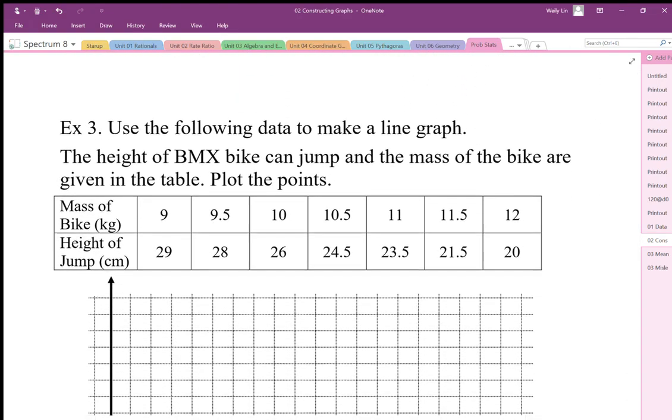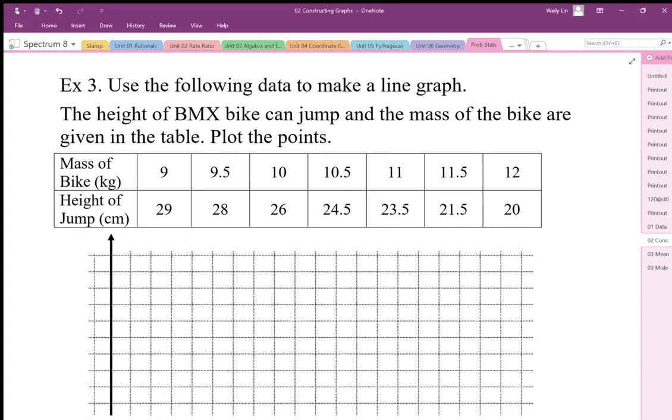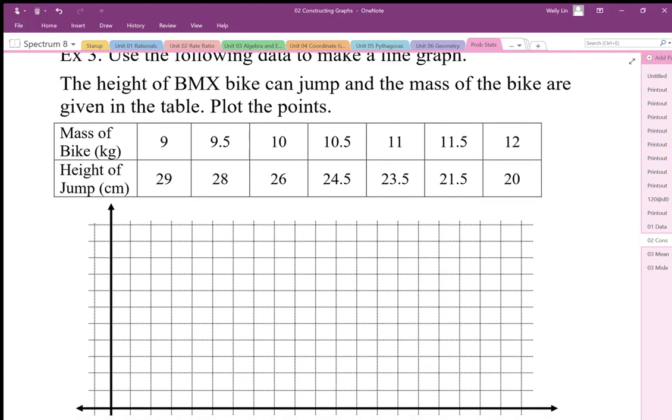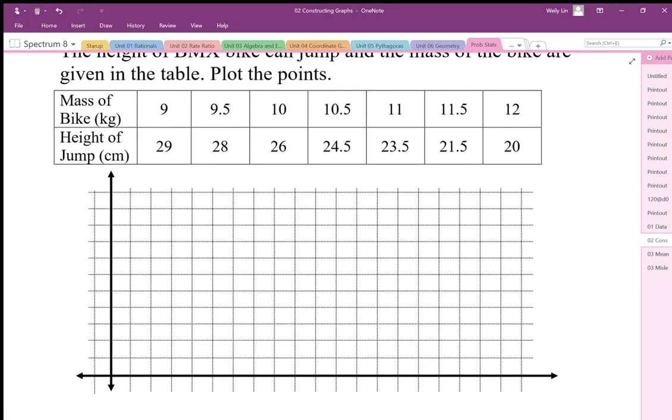So this next one here, we're looking at the height of a BMX jump, a bike that can jump, and the mass of the bike. So here we have the mass of the bike. And this now becomes a question you need to make sure you can answer. Which is the dependent variable? Which should go on the y, which should go on the x?